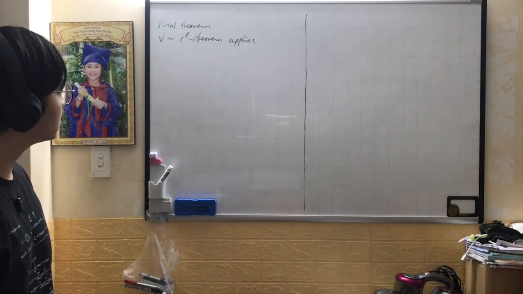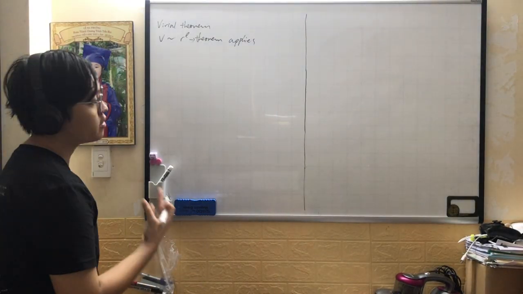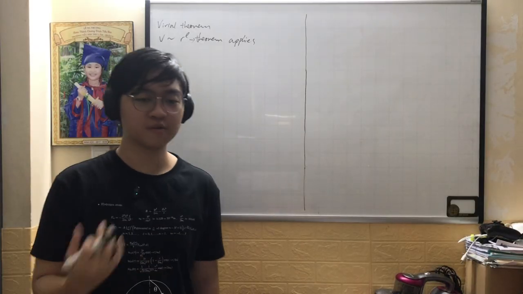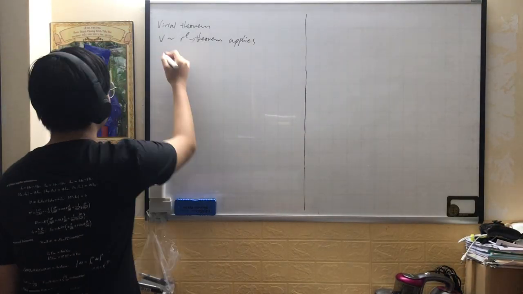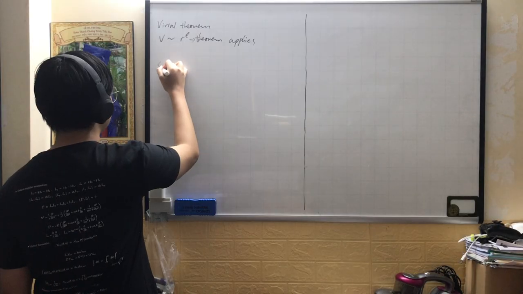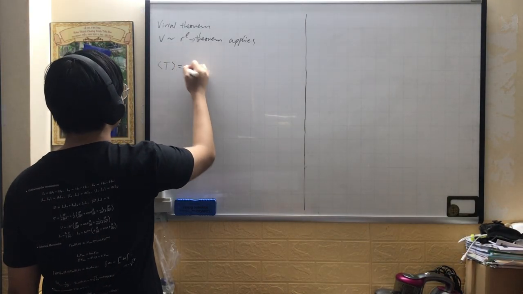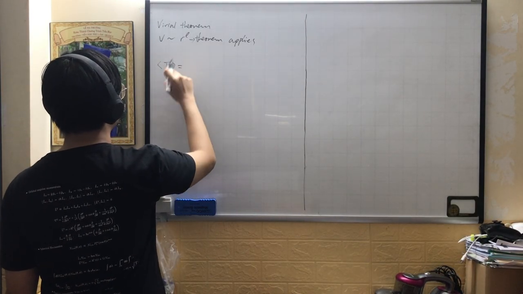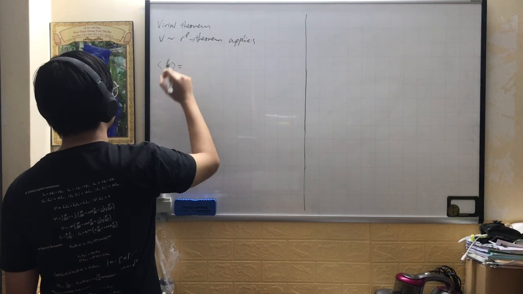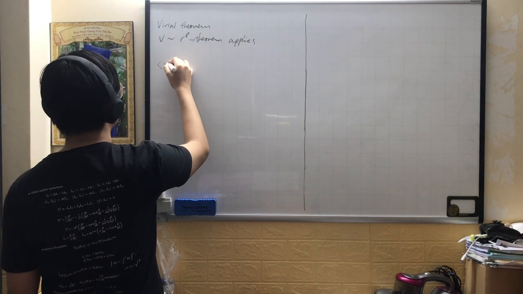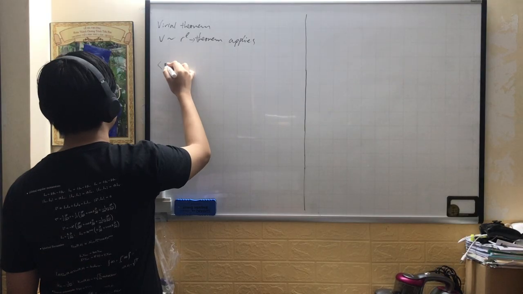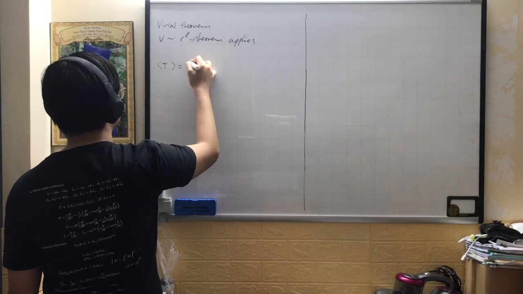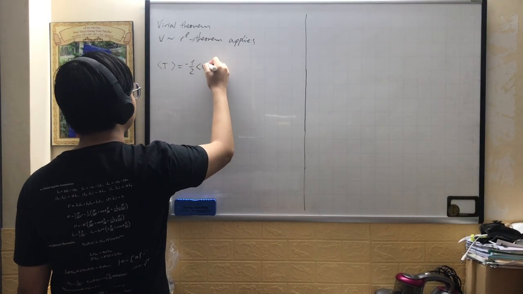Right. Okay, so this is a theorem, so we're gonna be proving it. But first, let's take a look at some forms of the theorem that you'll be seeing. The expectation value of T is equal to 1/2 times the expectation value of V, that is, T is minus 1/2 V.